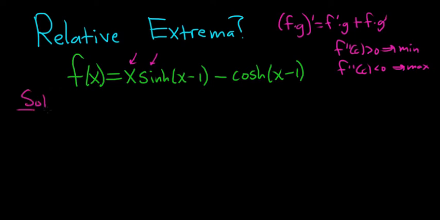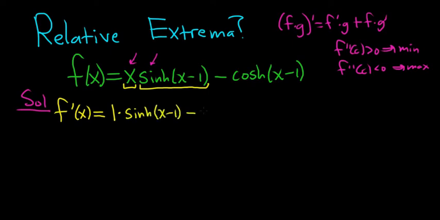Solution. The first step in this problem is to take the derivative and set it equal to 0. So let's do it. f prime of x. Here, this is the first piece, and this is the second piece, so we're going to use the product rule. The derivative of the first piece, the derivative of x, is 1, times the second, sinh of x minus 1, plus the first piece times the derivative of sinh. The derivative of sinh is cosh, so it'll be cosh of x minus 1.